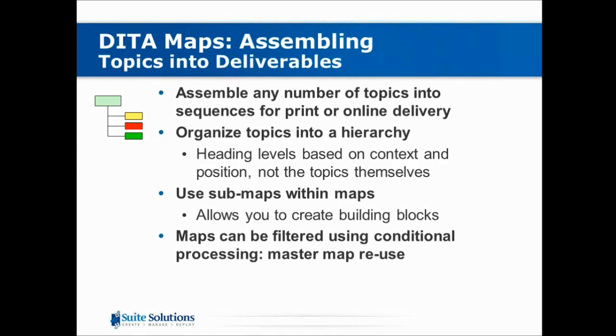So what you can do is put all the different topics inside that map, and then use the conditional attributes inside the map to determine which topics should be included and excluded from the map during publishing time, depending on which product you want to publish that map for. That's basically, I think, the most prevalent way that maps and conditional processing are used.